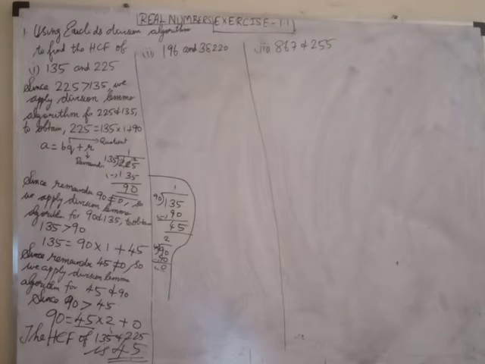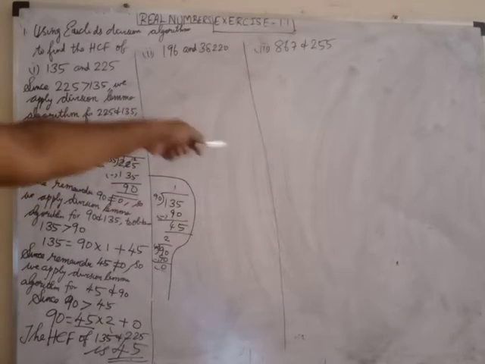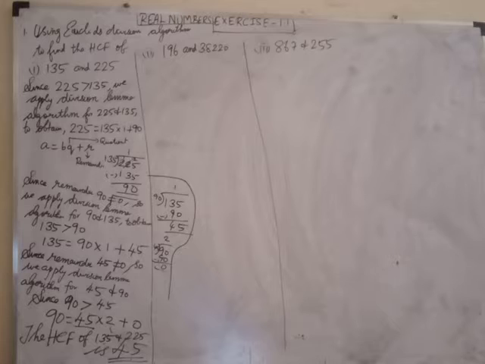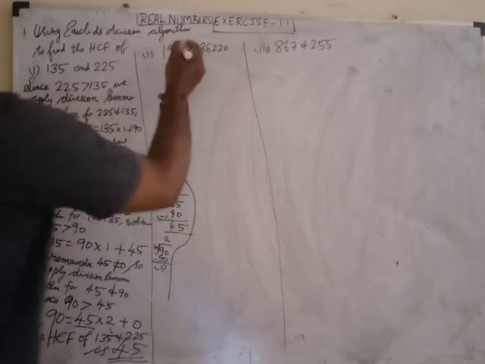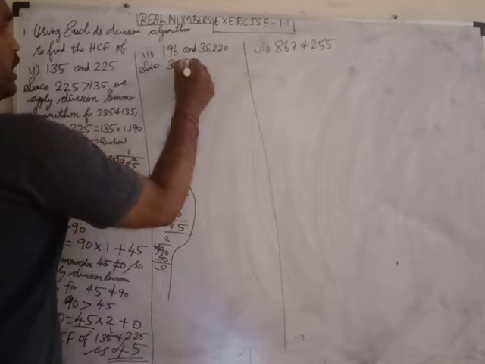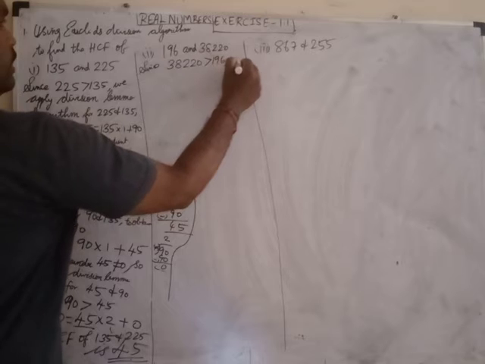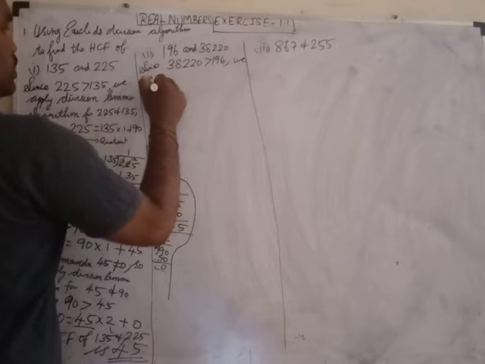The next one, as per this problem, we are going to see the same model and do it. Okay? Since 38,220 is greater than 196, we apply which algorithm?